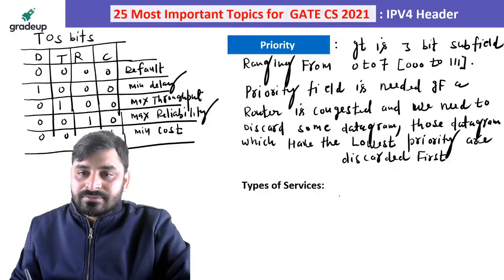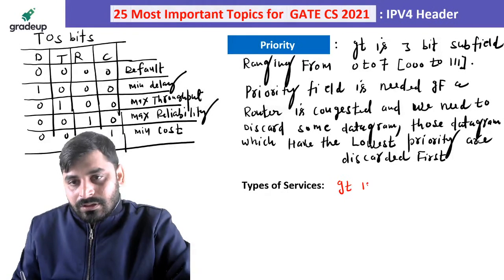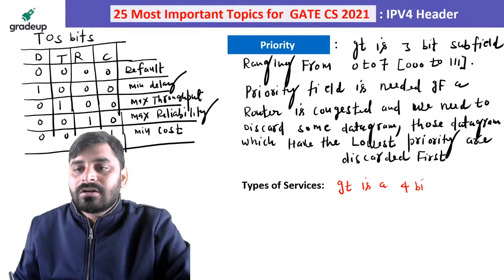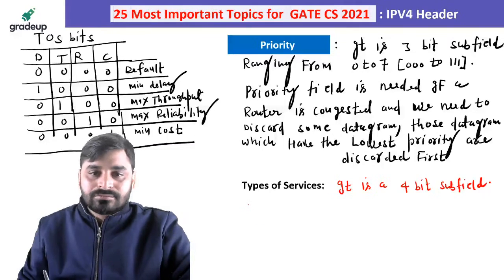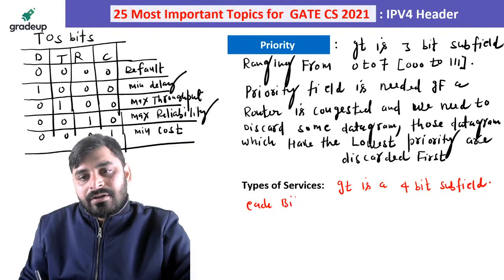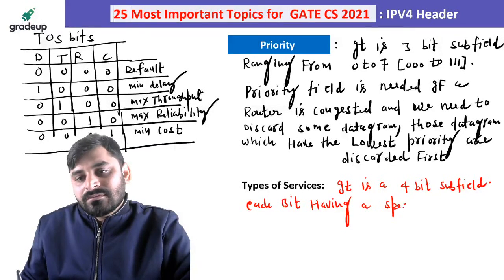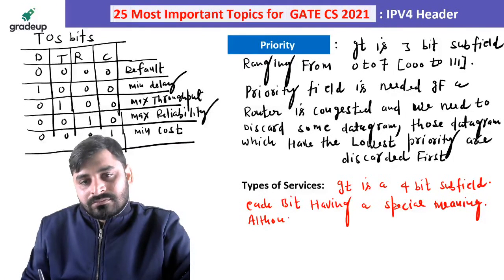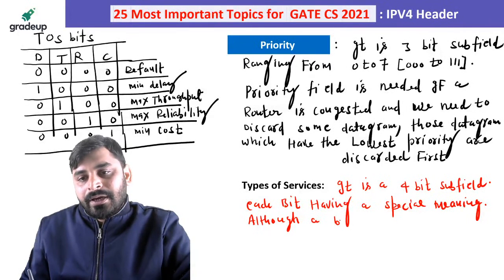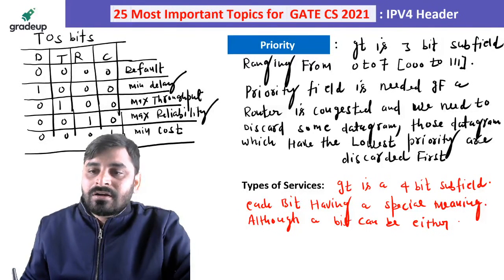Now, what is Type of Service, guys? It is a 4-bit field, each bit having a special meaning. Although a bit can be either 0 or 1, full stop.